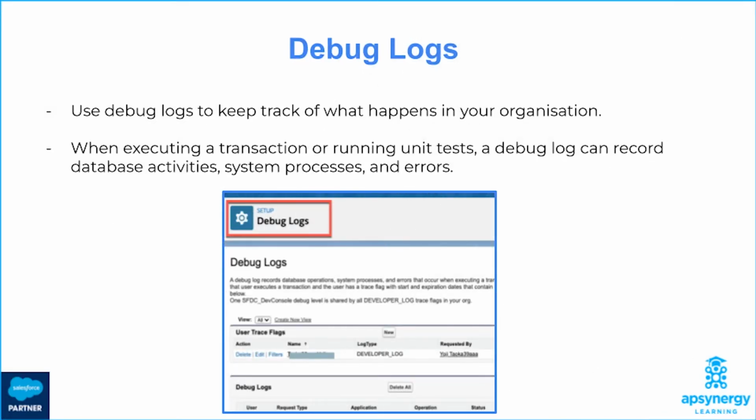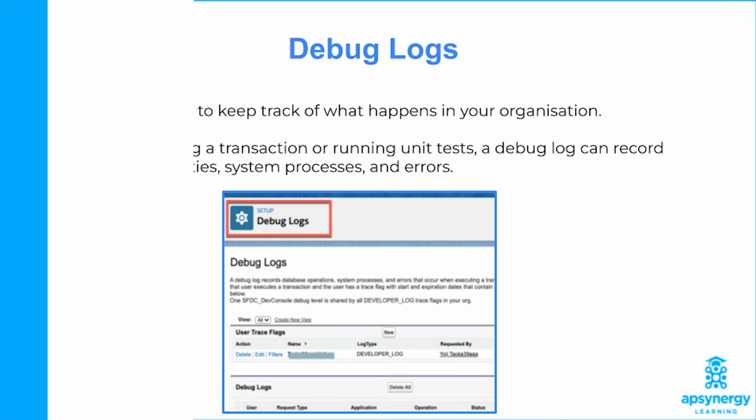The next tool which we're going to discuss is Debug Logs. You can use Debug Logs to keep track of what happens in your org. Debug Logs contain information about each transaction that occurs, such as whether it was successful and how long it took. When conducting a transaction or running unit tests, a debug log can record database activities, system processes, and errors. Every time a transaction that meets the set filter criteria is executed, the system generates a debug log.